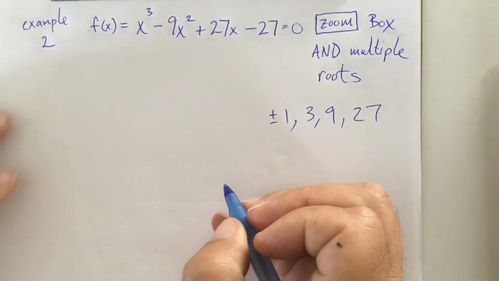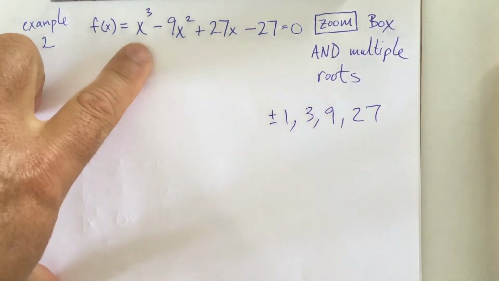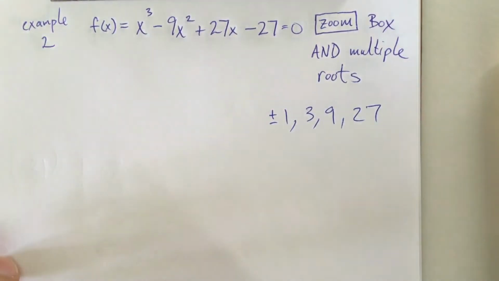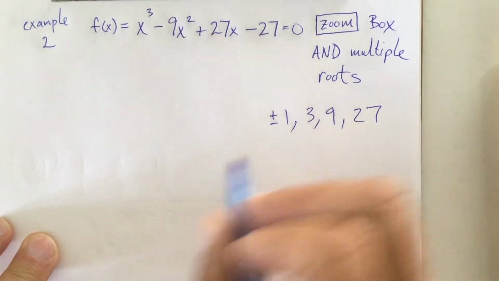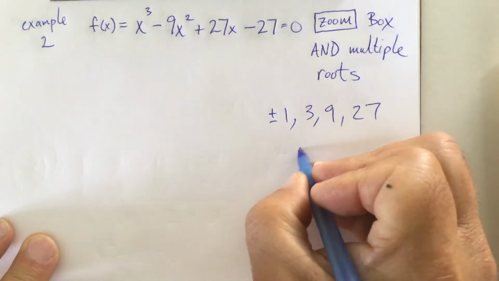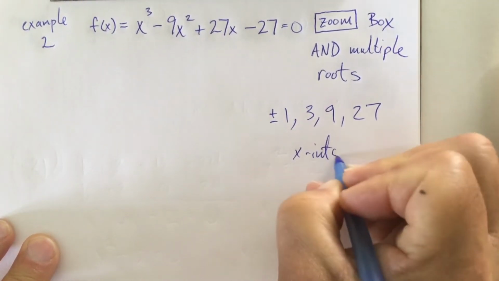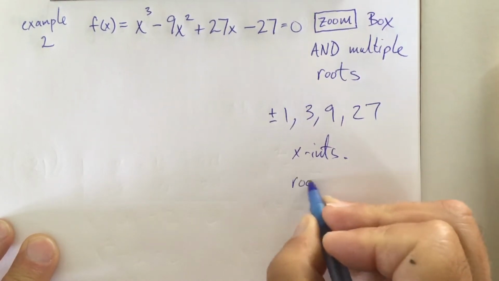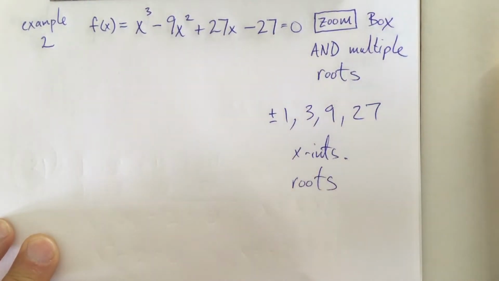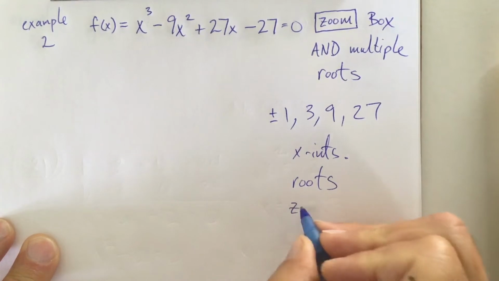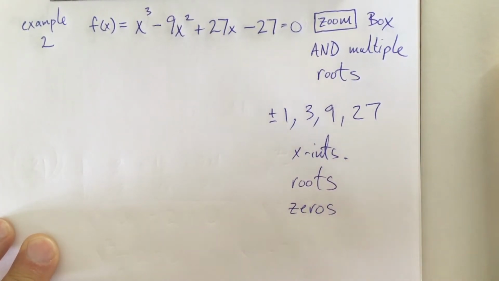Now, there are different terms for x-intercepts. I just want to mention this because it's going to happen sometimes, and these are synonyms. They sometimes call them x-intercepts. Sometimes you'll see them written in the book. It'll say find the roots. Sometimes it will say calculate the zeros.